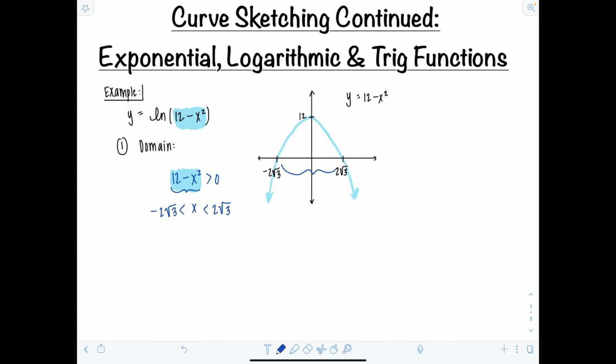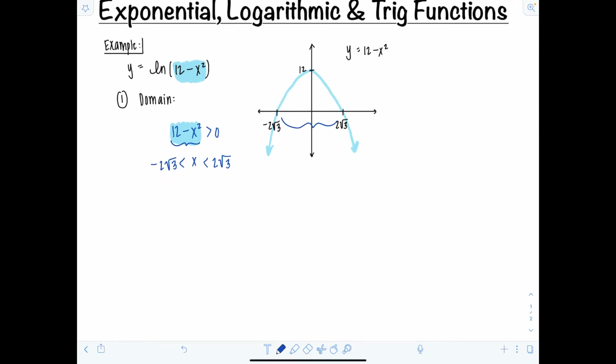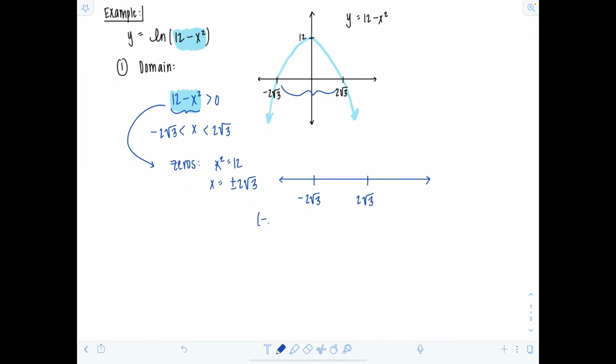Now, how would you solve it if you didn't graph it? Well, then you would take 12 minus x squared and find the zeros. Maybe you remember doing it this way instead. So the zeros would be where x squared equals 12, which means x equals plus or minus 2 rad 3. Then you make a number line and you test each of the intervals. You have 3 intervals to test here. The first one would be from negative infinity to negative 2 rad 3. The next one's from negative 2 rad 3 to 2 rad 3. And then the last one's from 2 rad 3 to infinity.